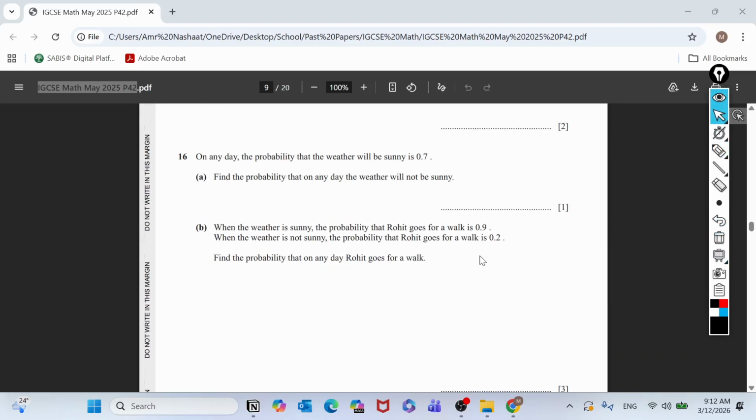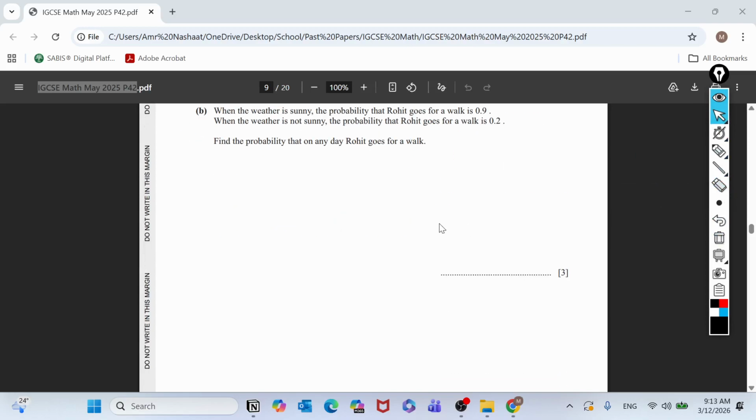Okay, next question. On any day, the probability that the weather will be sunny is 0.7. Find the probability on any day the weather will not be sunny. Okay, it's either sunny or not sunny. 0.7 is sunny. What's the chance it's not sunny? It's going to be 1 minus 0.7. It's going to be 0.3. Okay? Simple. Common sense.